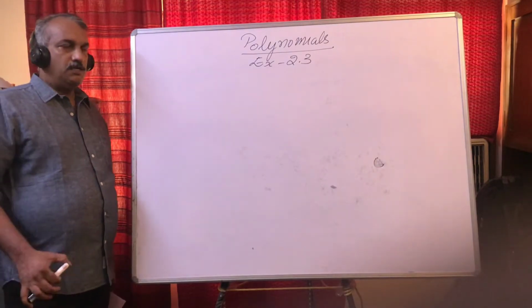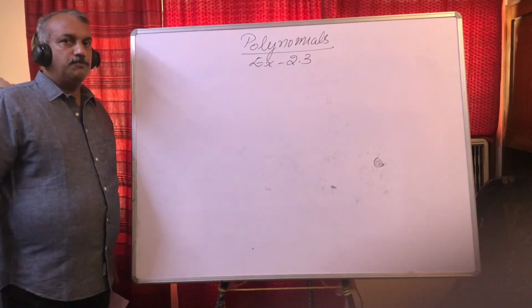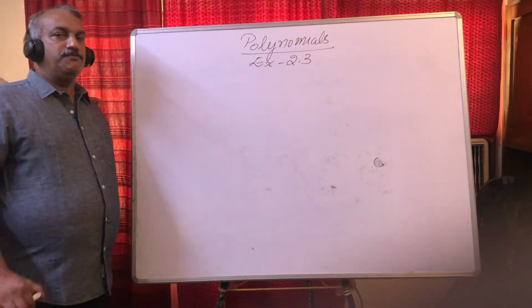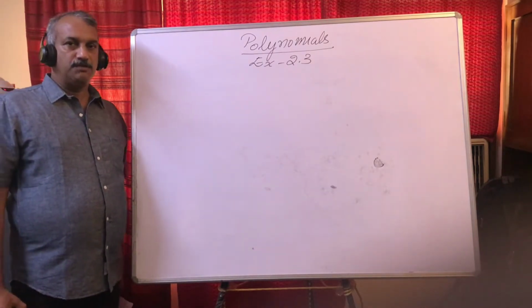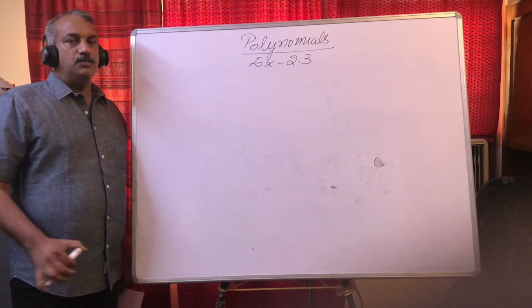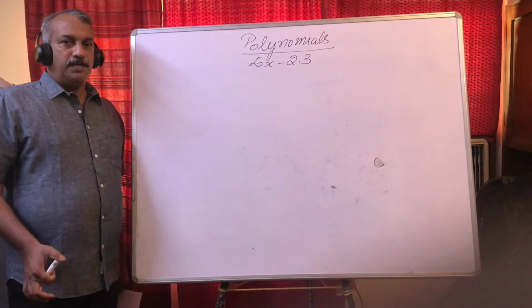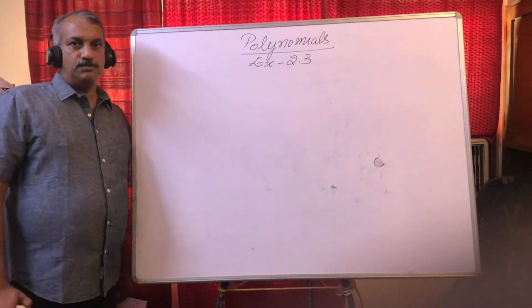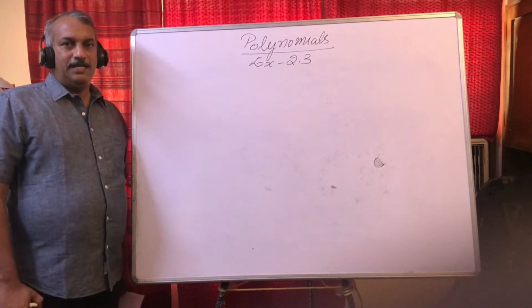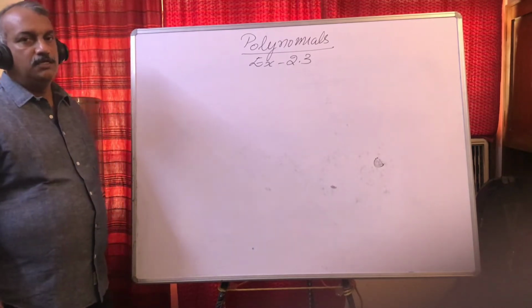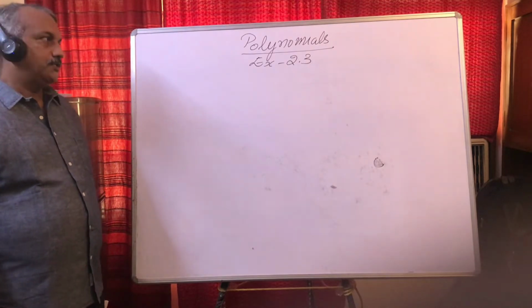We have learned that in the case of a quadratic polynomial, the question can be to find the zeros and verify the relationship. But in the case of a cubic polynomial, you will be given the zeros, you will be asked to verify whether they are zeros, show that they are zeros of the cubic polynomial, and then you will be asked to verify the relationship between zeros and coefficients.